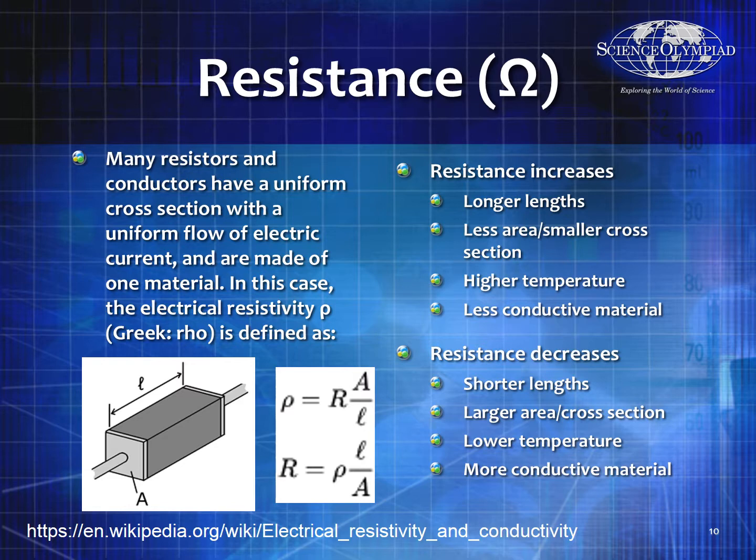A common use of this formula, which should be in your binder as well, is I will say I have 2 kilometers of copper wire of a certain gauge. The 2 kilometers is the L. The certain gauge tells me what the A is because different gauges have different surface areas, and rho is the resistivity, and they'll either give you the resistivity or they'll expect you to have it in your binder. So just remember, resistance increases for longer lengths, smaller or thinner wires with less cross section, higher temperature, and less conductive material. If you want to decrease your resistance: shorter lengths, larger cross-sectional area, lower temperature, and more conductive material.